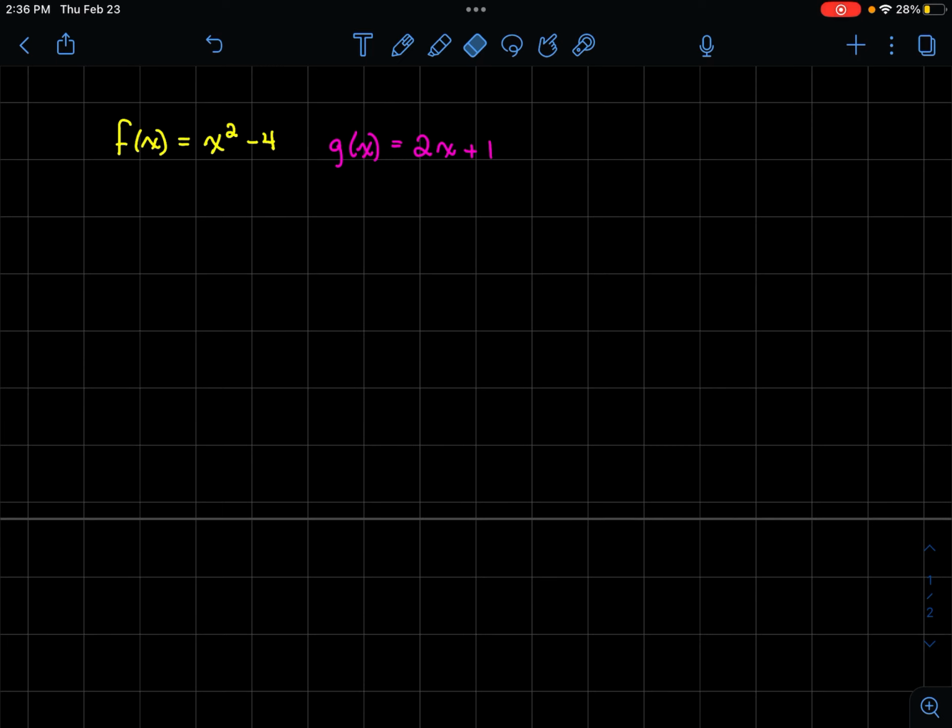All right, so let's look at some examples. Here's two functions that we have. We have f of x is equal to x squared minus 4, and we have g of x is equal to 2x plus 1. Let's find what f plus g of x is.